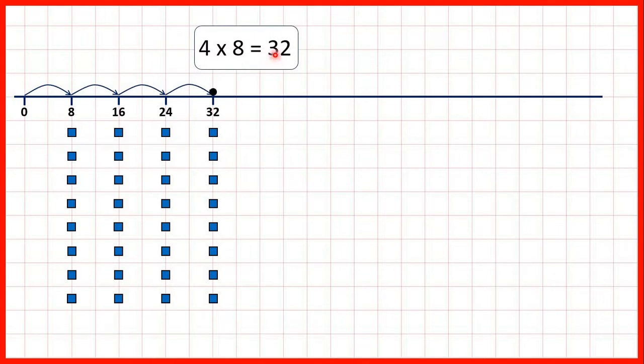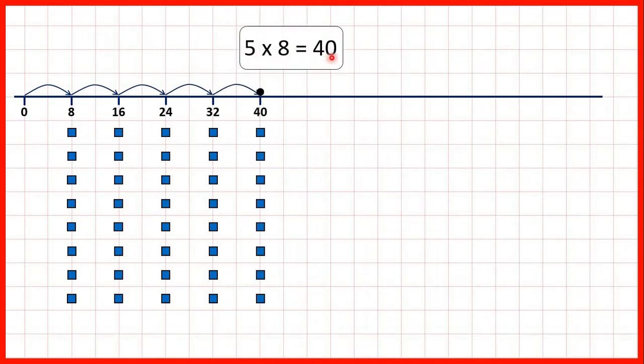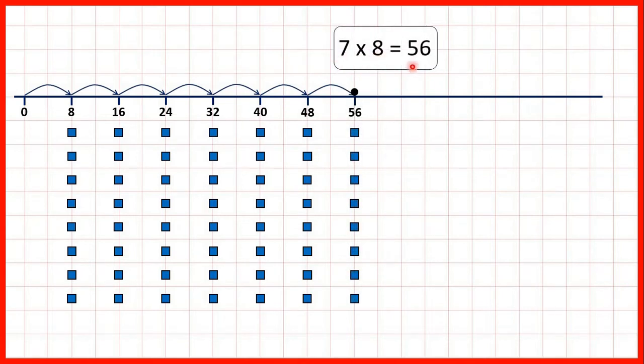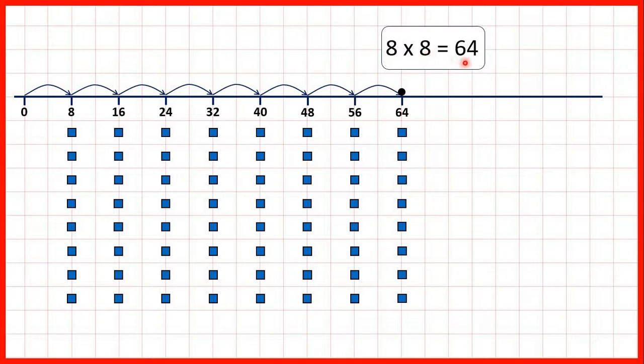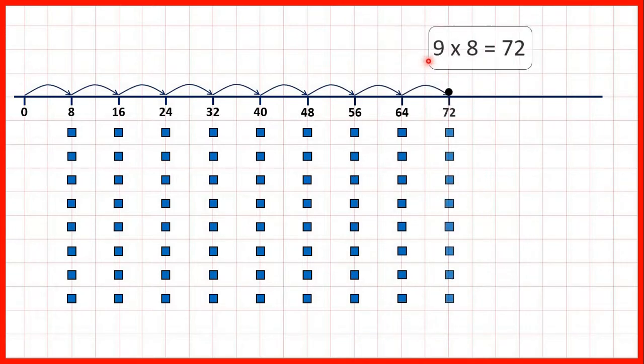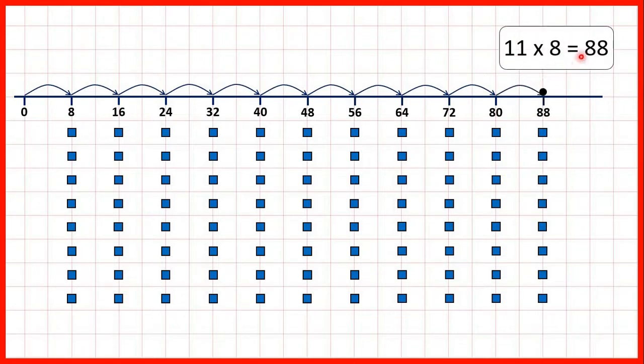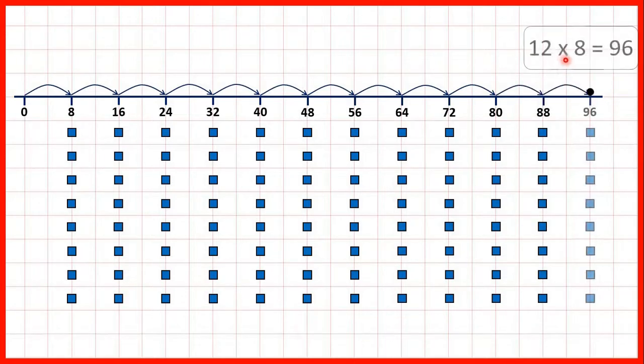4 times 8 is 32. 5 times 8 is 40. 6 times 8 is 48. 7 times 8 is 56. 8 times 8 is 64. 9 times 8 is 72. 10 times 8 is 80. 11 times 8 is 88. And 12 times 8 is 96.